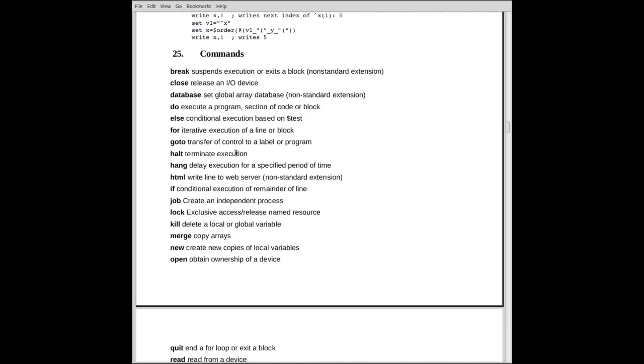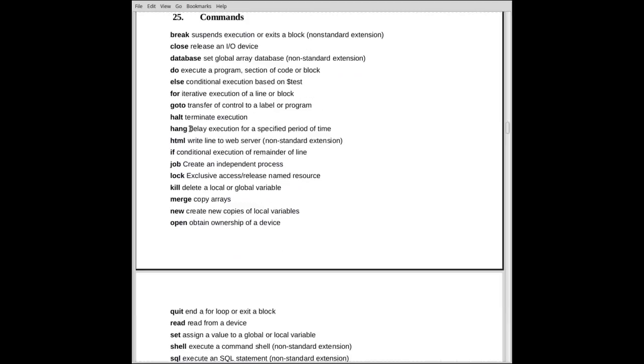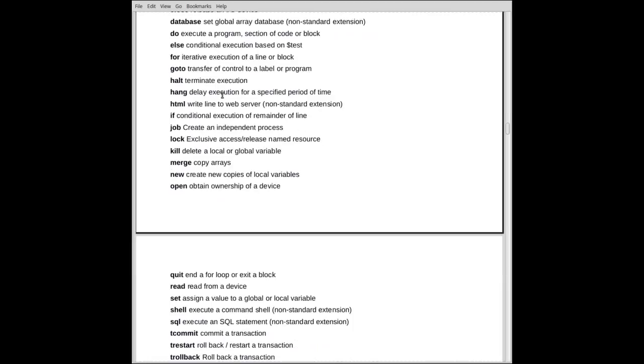Halt terminates execution. Halts your program. Hang, which is similar to it, they have similar abbreviations. H means halt. H followed by a number with an argument means hang. Hang suspends execution for a certain period of time. HTML is non-standard. I won't talk about that. If is the conditional. It determines, depending upon what the value of the expression is, whether or not to execute the remainder of the line. Job creates an independent process. It's basically a fork. It forks off an independent process.